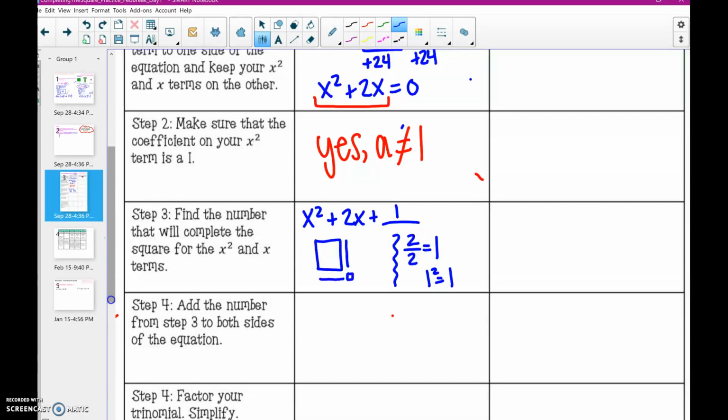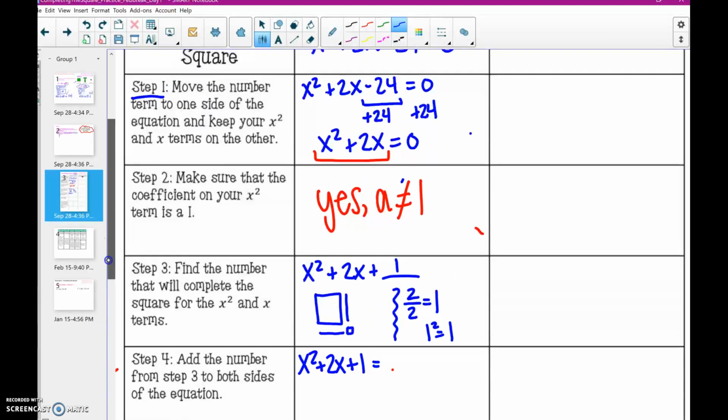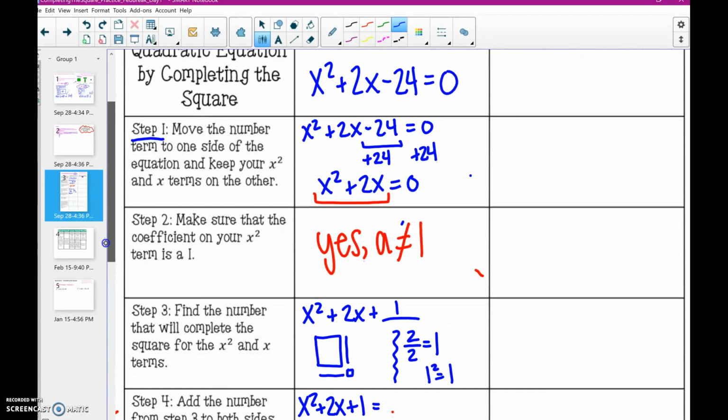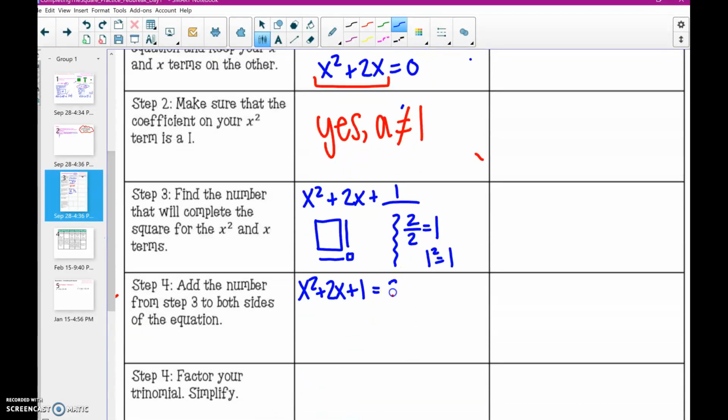Next, step 4. Add the number from step 3, which was a 1, to both sides of the equation. So the reason why we're doing this is because if you remember when you first learned about equations, your teacher probably described them as a balance, like a scale. If you add something to one side of the scale, you need to add it to the other side in order to keep the equation balanced. So if we added a 1 to one side of the equation, we need to add a 1 to the other side as well.